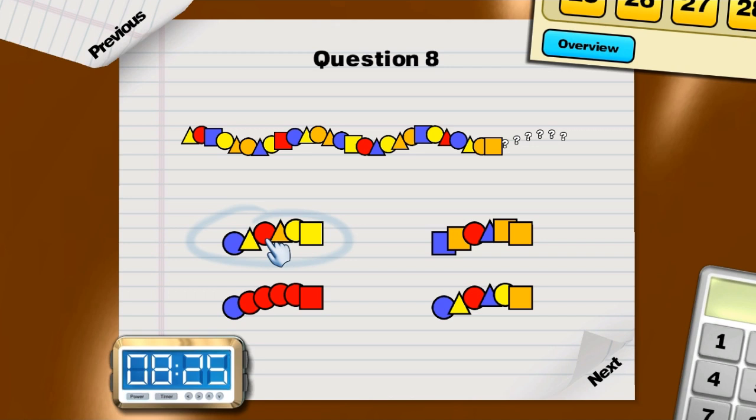Oh, is it? These look exactly the same. What am I missing? Must be colour based. I hate when they throw that in as well. Alright, there's no yellow squares in the pattern. So, yeah, I think it's going to be this one. Yellow triangle, red circle, blue triangle, yellow circle, I'm going to go with that.